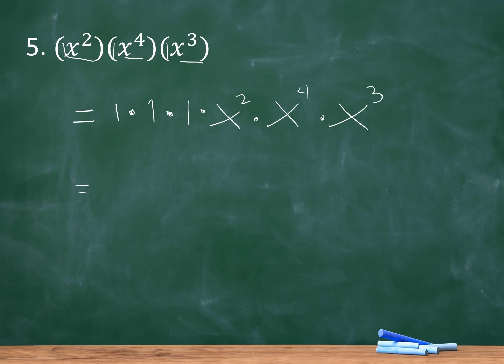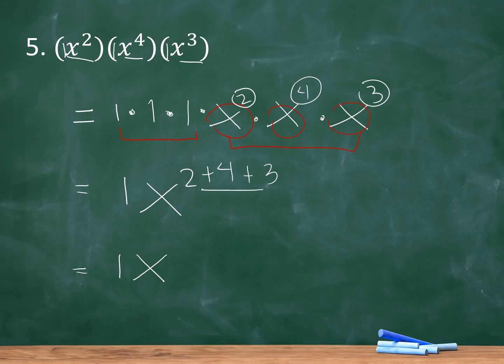So we multiply our numerical coefficients. 1 times 1 times 1 is the same 1, and then we apply the product of powers rule for x squared times x to the power of 4 times x to the power of 3. Notice our common base this time is x, so we copy the common base x, and then what do we do with the exponents? We add them, right? So we add 2 plus 4 plus 3. So we have 1 x to the power of 2 plus 4 plus 3, that would be 9.